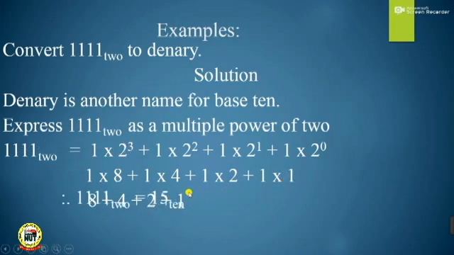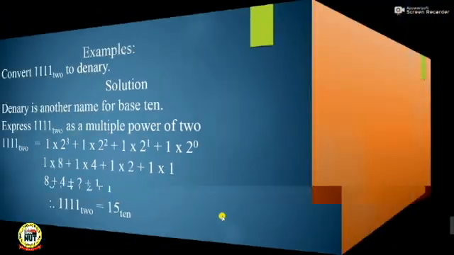So the next thing we're going to do now is to add these numbers together. 8 plus 4 gives us 12. 12 plus 2 gives us 14. 14 plus 1 gives us 15. So it implies that 1111 base 2 is equal to 15 base 10.